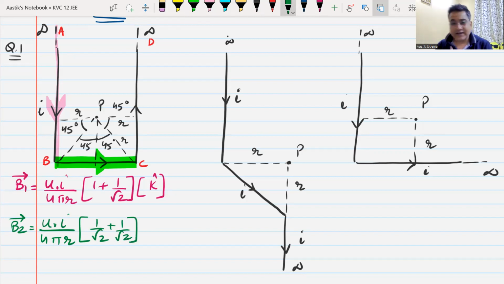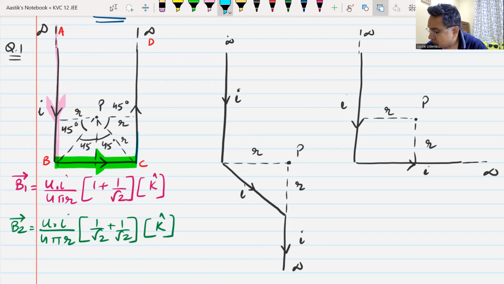And again I find the direction. Current is here. Point is here. This field is coming out. All the fields are coming out, in fact. So this is along K.